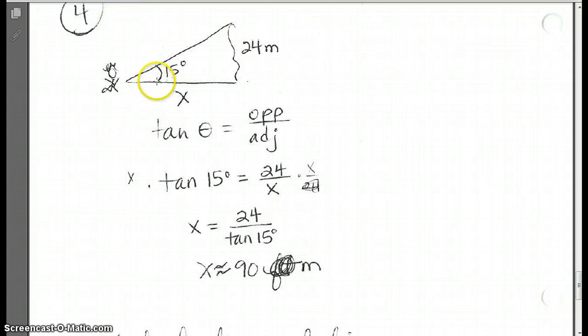In this case, I know my angle of elevation is 15 degrees. I know that the height of the plateau is 24 meters. I want to know how far away I am. So when you look at the relationship between the angle that you're given, what you know and what you want to know, you have angle, opposite, and adjacent. So we do the tangent of theta is opposite over adjacent, and we multiply both sides by x, which in turn divides both sides by tangent of 15 degrees, and you get that you are approximately 90 meters away from the plateau.